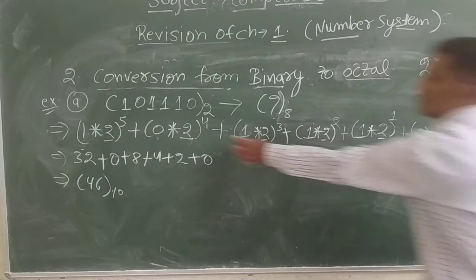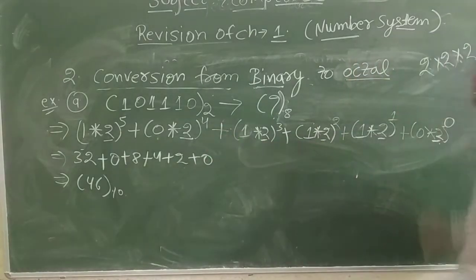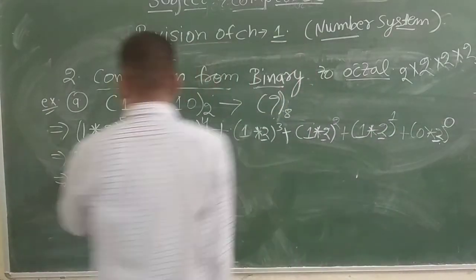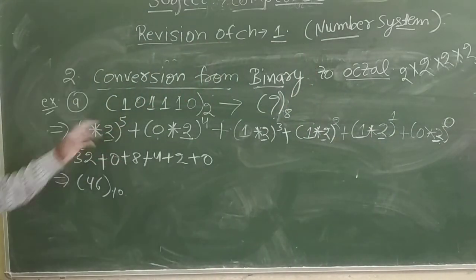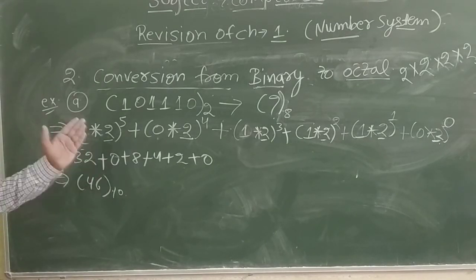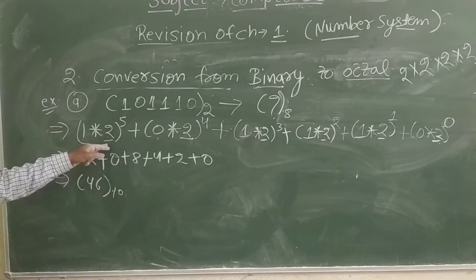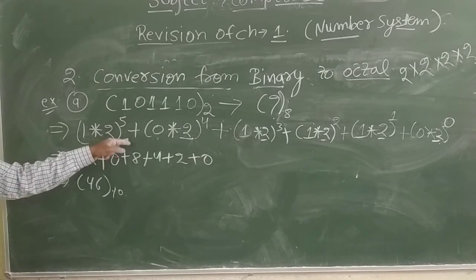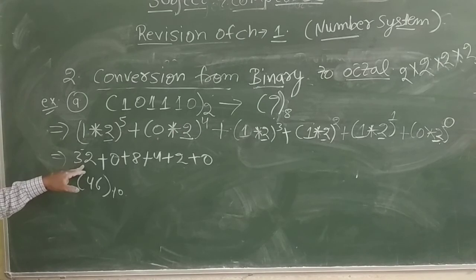Now again 2's power 4. 2 ones are 2, 2 twos are 4, 4 twos are 8, 8 twos are 16. But 16 multiplied by 0 we get 0. 2's power 5, so we have to multiply 2 by 5 times: 2 ones are 2, 4 into 8 into 2, 16. 16 multiplied by 2, 32. So we have to write here 32.